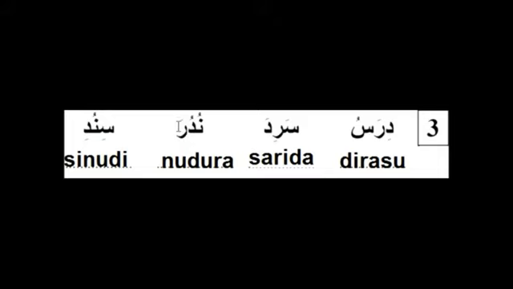The ra with the fatha, ra. This here, so you do not make the same mistake, it's called a fatha. Fatha makes the sound a, as we said. So let's add them all together. Nudura. Not long vowels, as I just did, because that would make it a long vowel. It's nudura, short a sound. We're working with short vowels. Nudura.